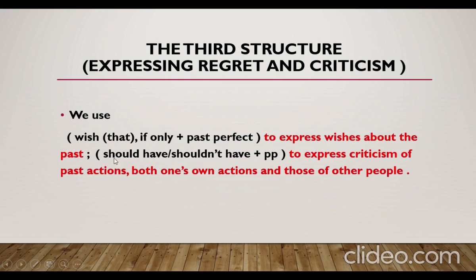We use should have or the negative form of it, shouldn't have, plus past participle or verb 3 to express criticism of the past actions, both one's own actions and those of other people. Here I mean to criticize my own action or to criticize other people's actions. Let's have some examples to know the difference between them.